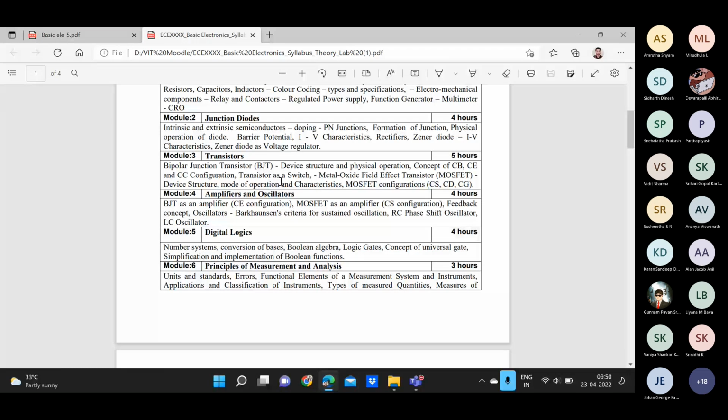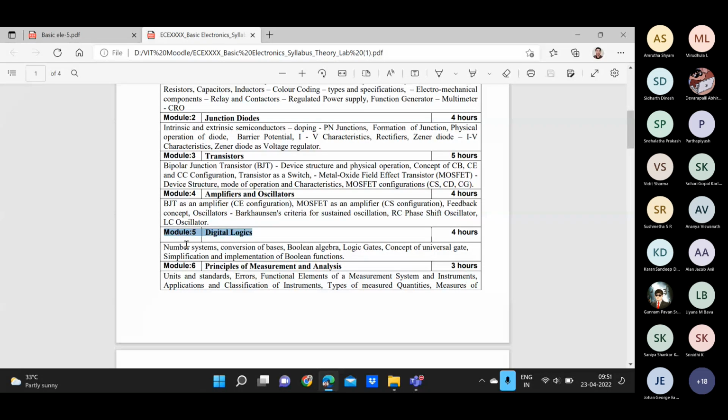We also have seen the MOSFET, metal oxide field effect transistor, its device structure, the modes of operation, characteristics, and all. We have MOSFET configurations along with amplifiers, which we will see after one lecture. Today we will do module 5 because it's a very small chapter that we can complete in 1.5 lectures. So first we will complete module 5 and then we will go for module 4.